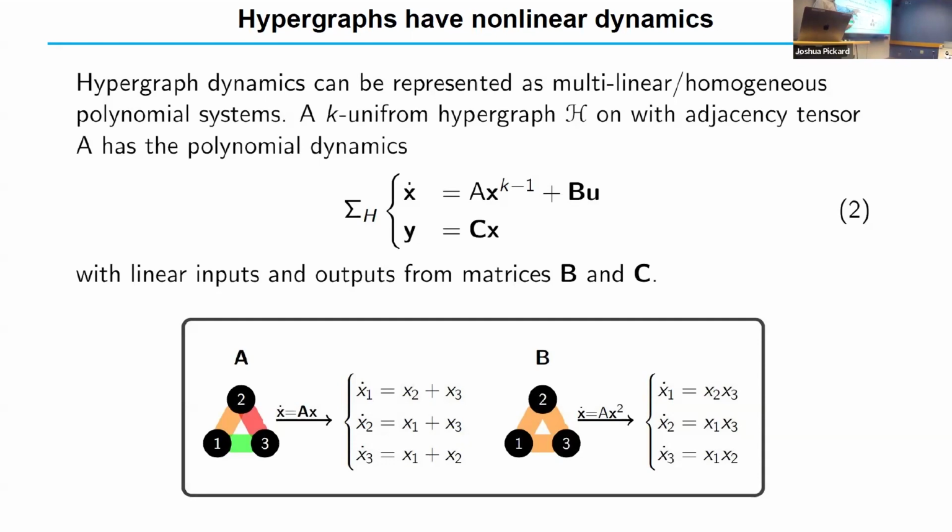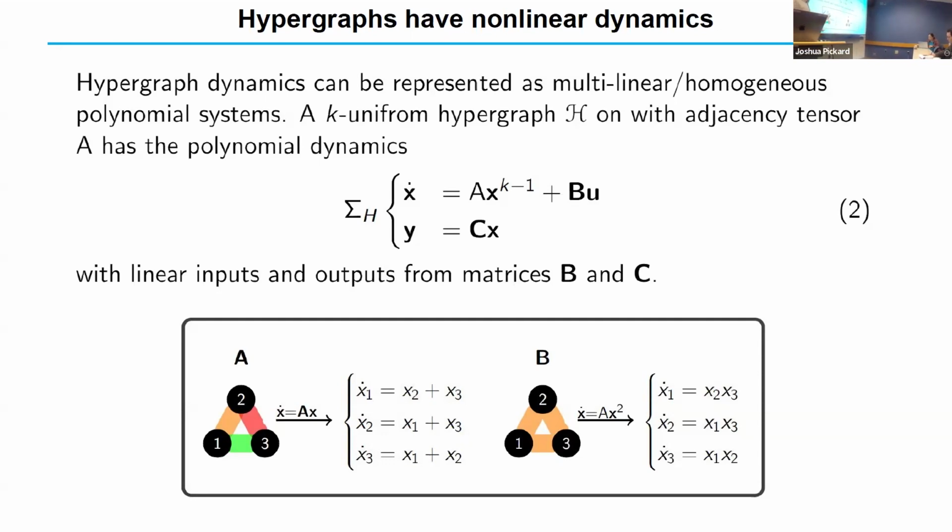So, maybe the best example of this is down here. I have a graph on 3 vertices and I have a hypergraph on 3 vertices. The graph is going to have an adjacency matrix A, and the hypergraph will have an adjacency tensor. And if we write down the classic linear dynamics on a network, we get x dot equals Ax on the graph.